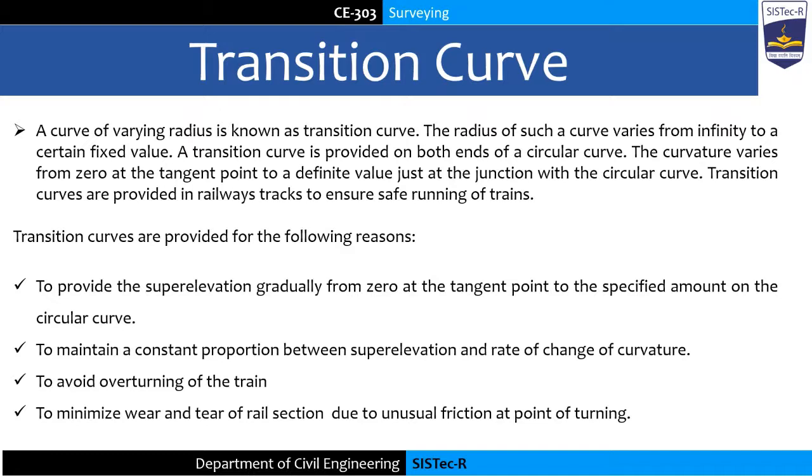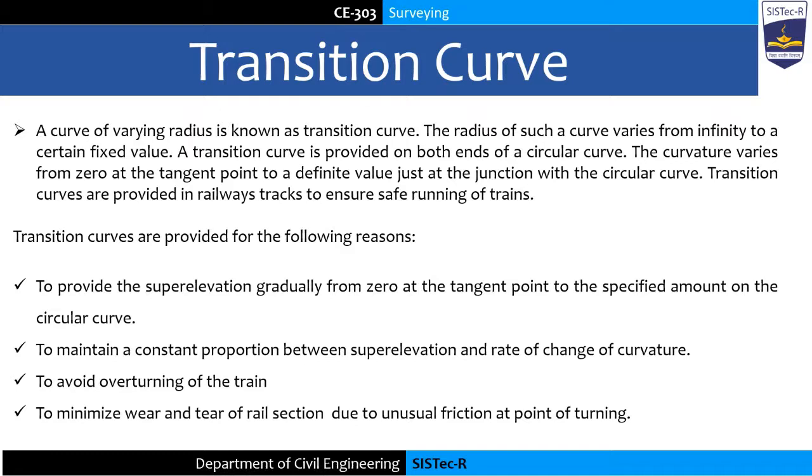The next reason is to maintain a constant proportion between super elevation and rate of change of curvature. Next is to avoid overturning of the train. It might be possible that when there is no super elevation and there is a circular path, the train or vehicle may get overturned. So to avoid the overturning of the train, a transition curve is provided.